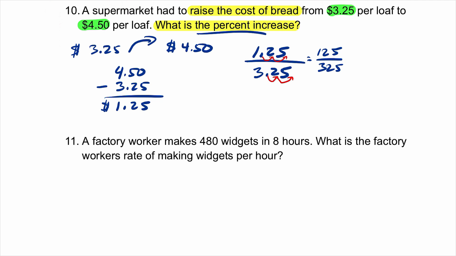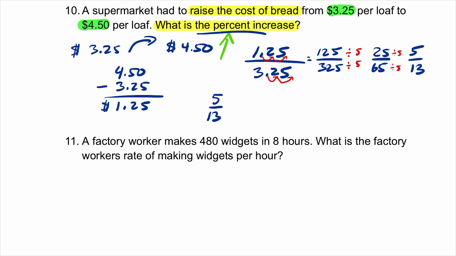Okay, so now I see it ends in 5 on both of these, so I can divide both of those by 5. So 125 divided by 5 is going to be 25, and 325 divided by 5 is going to be 65. Again, I can see they both end in 5, so I can divide by 5 again. 25 divided by 5 is 5, and 65 divided by 5 is going to be 13. So now we're down to a more manageable fraction of 5 over 13. But what are we trying to do? We're trying to get to a percent.